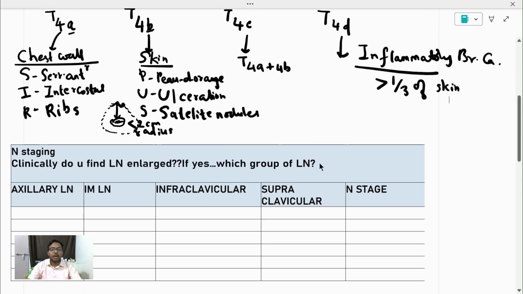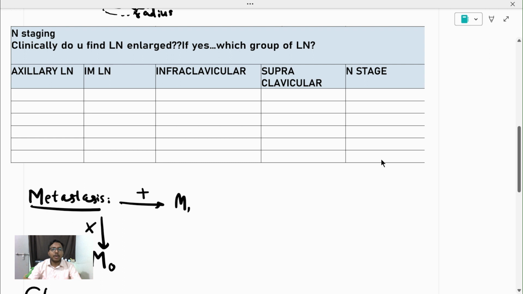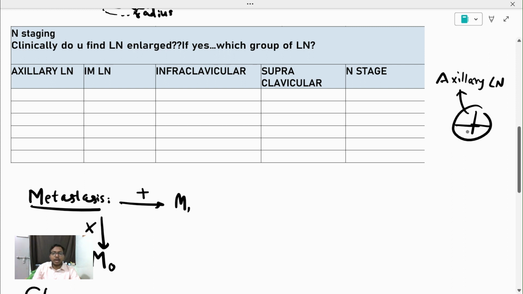Now moving to the nodal grading. How can you understand nodal grading? The breast has a majority of its lymphatic drainage going to the axilla, around 85% to the axillary lymph nodes. Then a few go to your internal mammary lymph nodes. Apart from this, if there is spread of cancer from axillary lymph nodes to other lymph nodes like the infraclavicular and supraclavicular, you need to remember four groups of lymph nodes here.